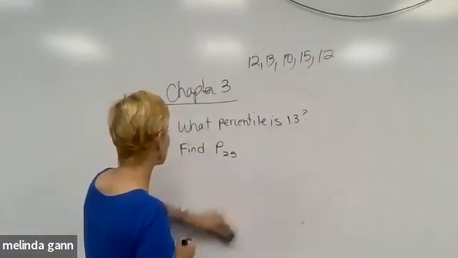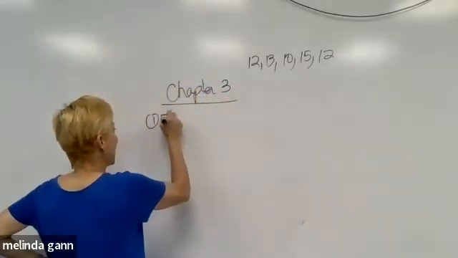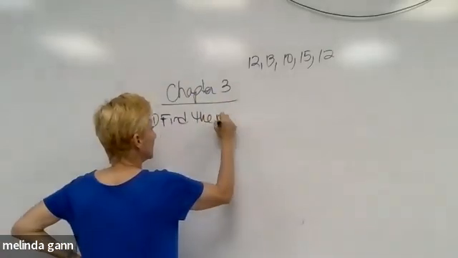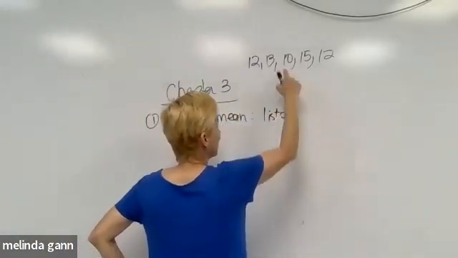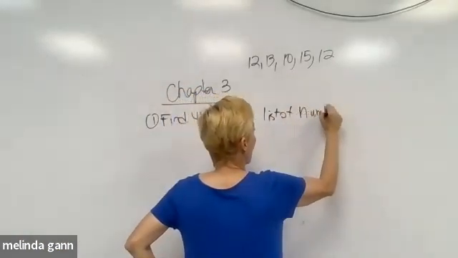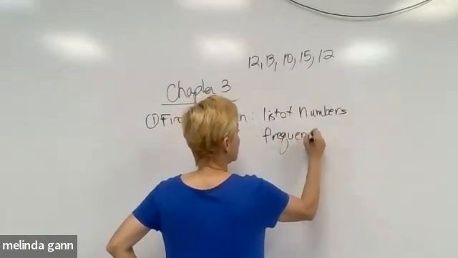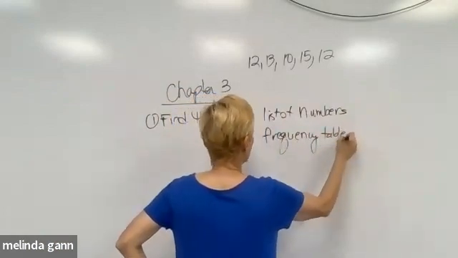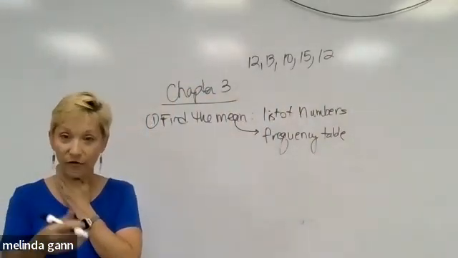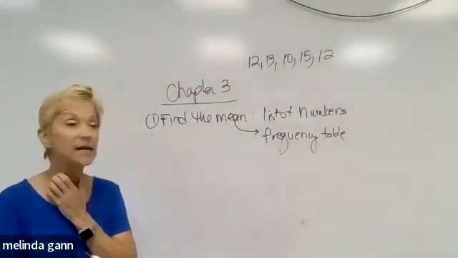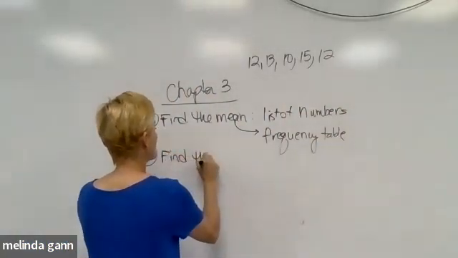Okay, and then the last thing out of chapter 3 is, I might ask you to find the mean. Again, it could be a list of numbers like this, or it could be from a frequency table. Now, if it tells you to find the mean of a frequency table, you have to use the formula on the formula sheet, on the front of the formula sheet. That's different.